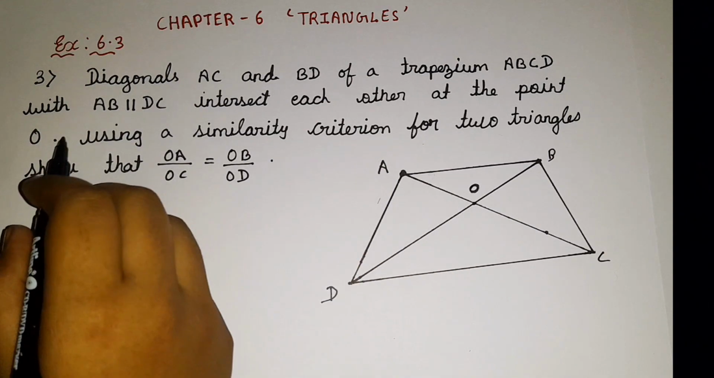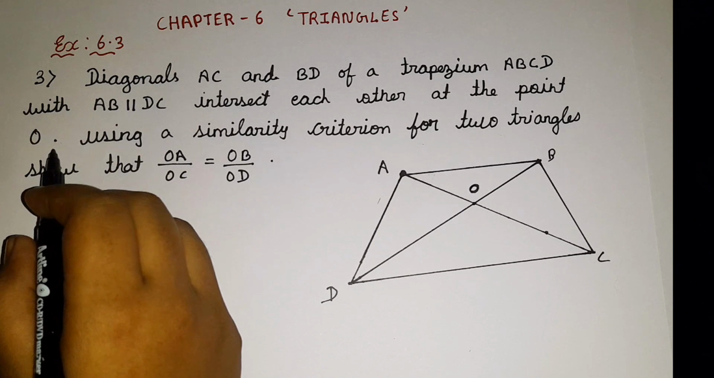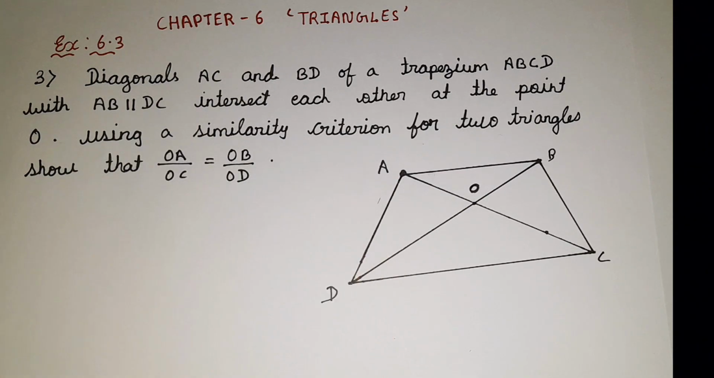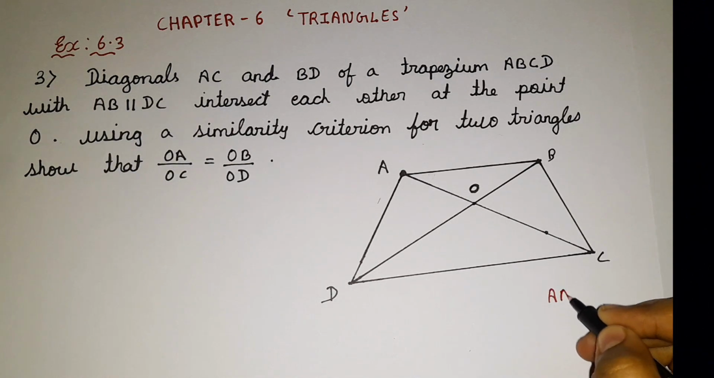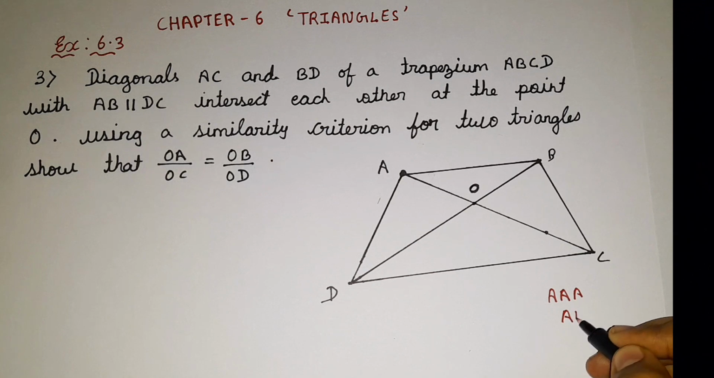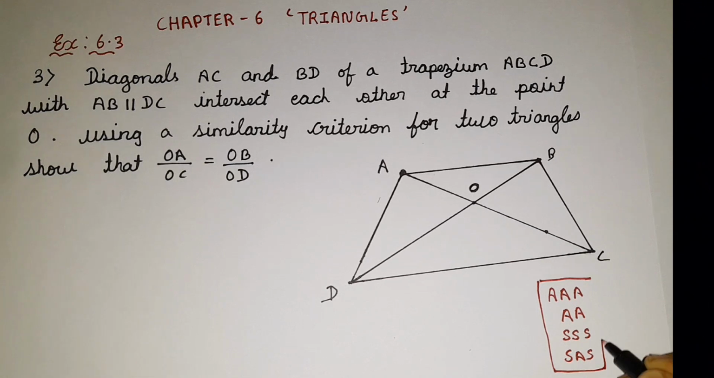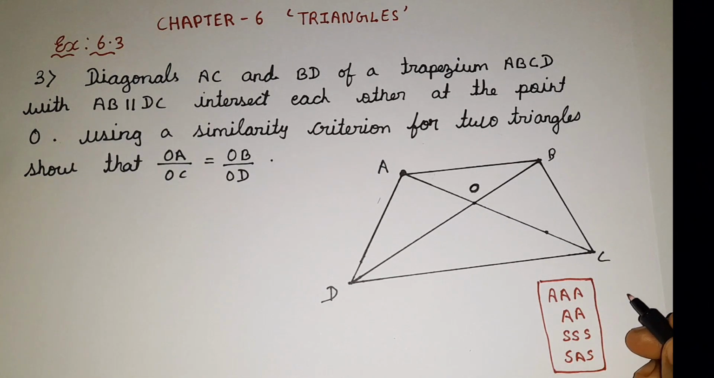So till here we have solved the diagram part. It is the information of the diagram. And from here now let us read using a similarity criterion. What are the similarity criterions? AAA and AA, that is angle angle, and SSS, that is side side side, and SAS, that is side angle side. These are the four types of similarity criterions we are going to be using to prove it.